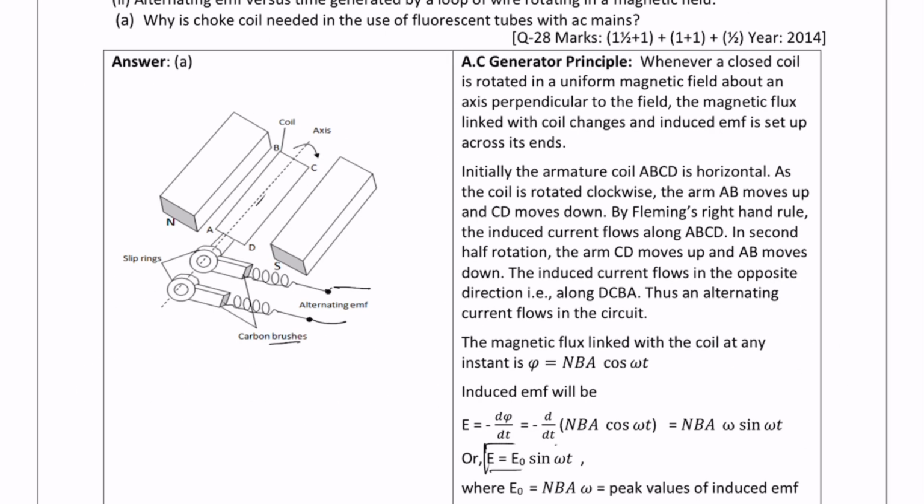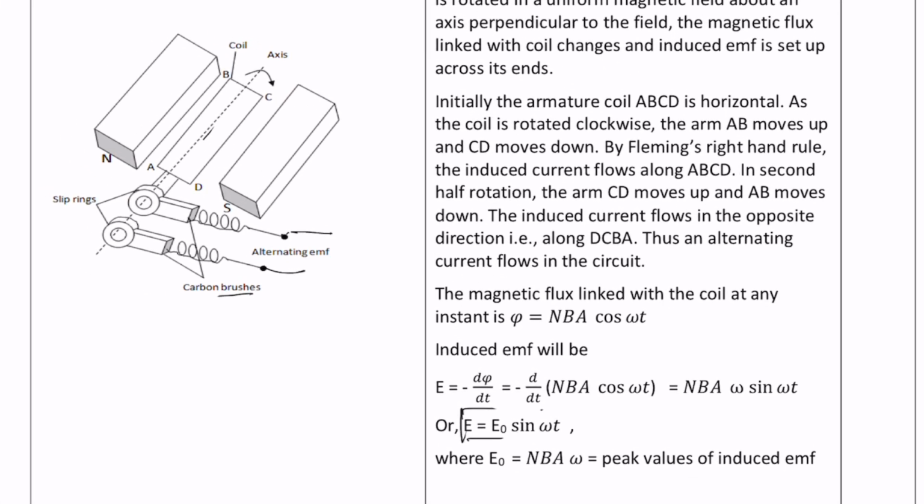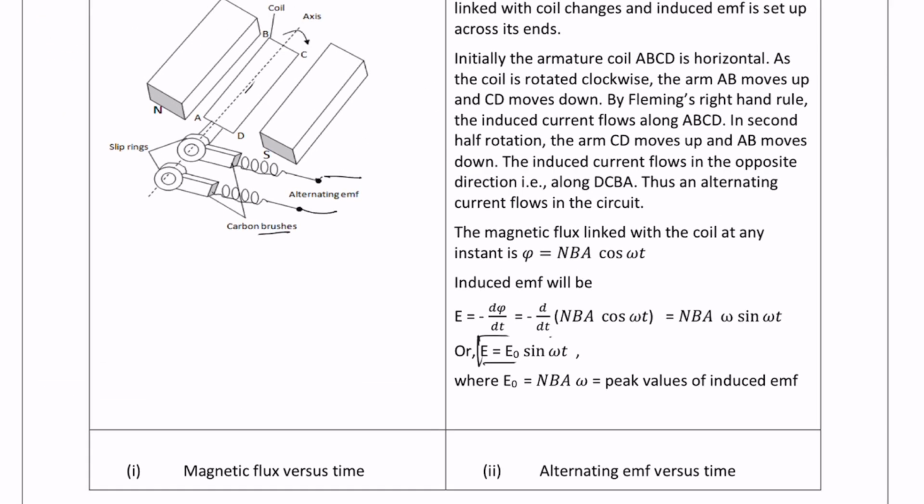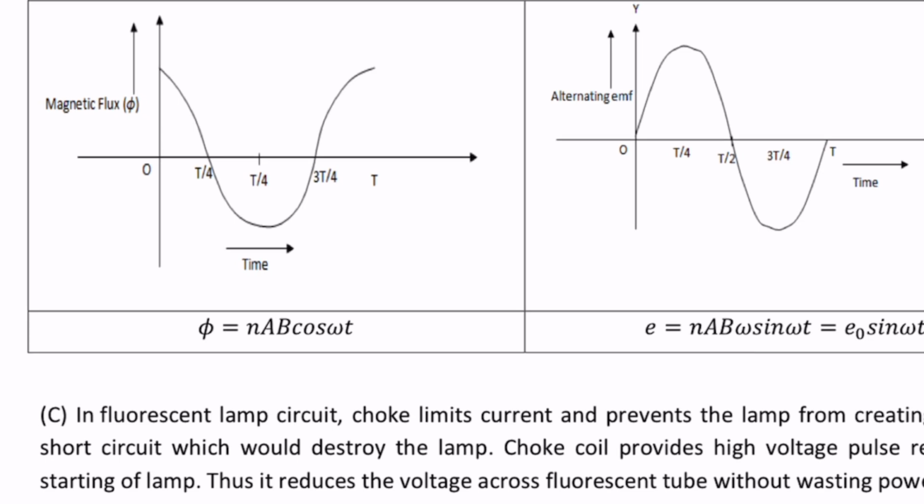Now we will go to the next part of this question. First part answered. The next part asks for magnetic flux versus time and alternating EMF versus time. Since flux is cos omega t, and E is d phi by dt, so EMF is sin omega t. Sin theta starts with 0, sin 0 is 0, and cos 0 is equal to 1, correct? So this is the difference between phi and EMF induced.